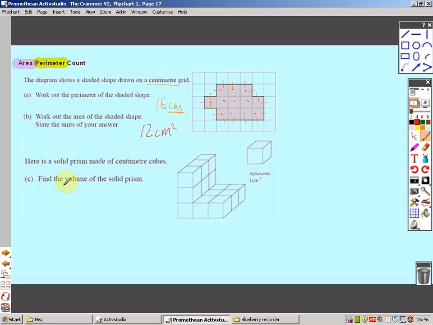This one is find the volume of the solid prism. Well, that's how many cubes you need to make it. We've got 1, 2, 3, 4, 5 there, and we've got 3 rows of it. Don't forget there's ones you can't actually see, but there would be 3 whole rows of it. 5 times 3 equals 15, and they're centimeter cubes, so you need that. Dead easy marks, those ones.